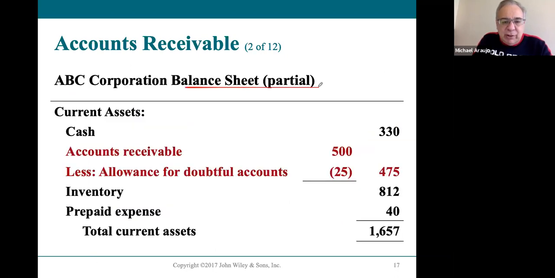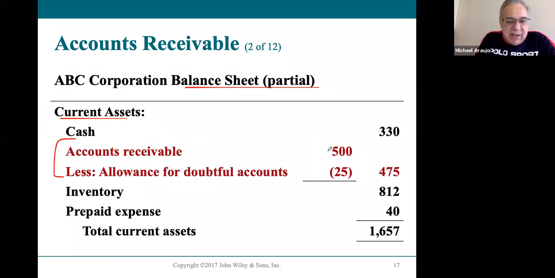How it looks on the balance sheet is exactly what you see here. Okay, this is one way to do it. It's not commonly done this way. You'll see the common method on the next slide. But accounts receivable, again, it's an asset account, so it's going to be listed. In this case, it's listed at its full amount.